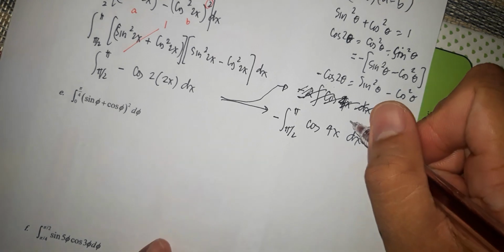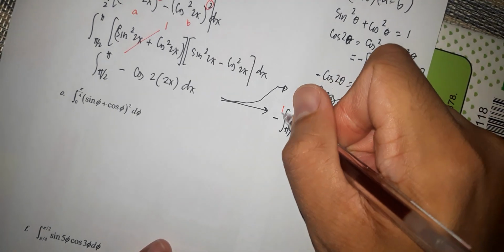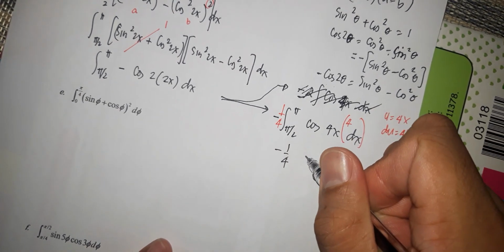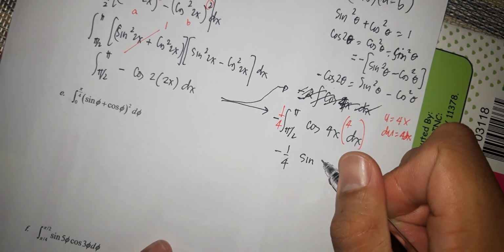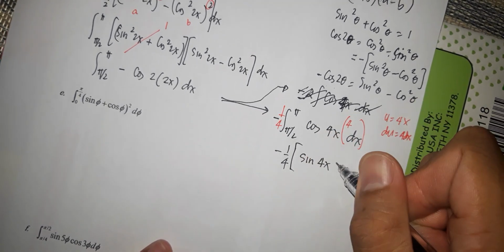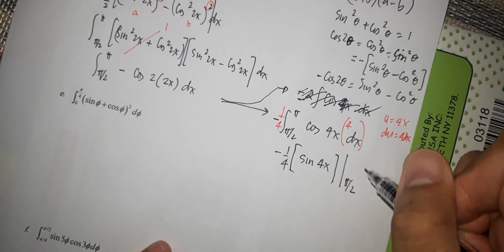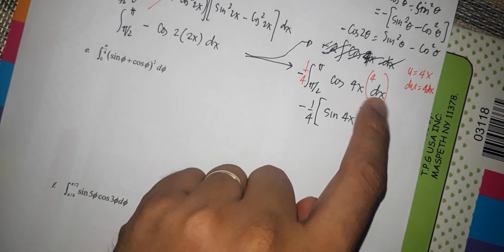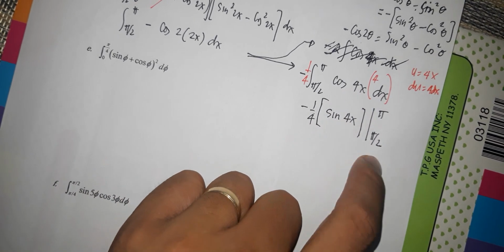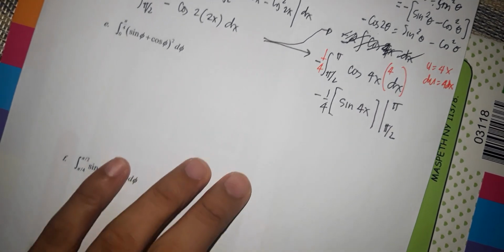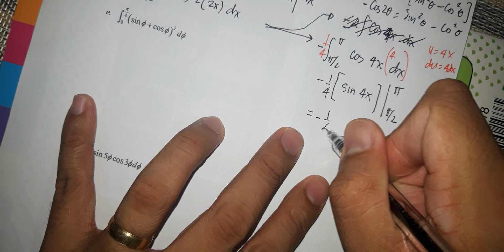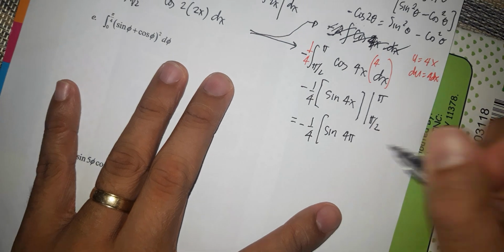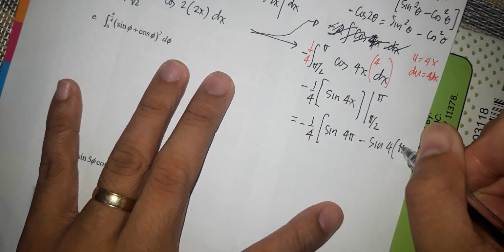So, I need to provide 4 here and compensate 1/4 outside. So, magiging negative 1 over 4 sine 4x from pi over 2 to pi. So, because integral of cosine u du is sine u from pi over 2 to pi since meron tayong limit. So, this now gives you negative 1 over 4. Upper limit, that's sine 4 pi minus sine 4 times pi over 2.